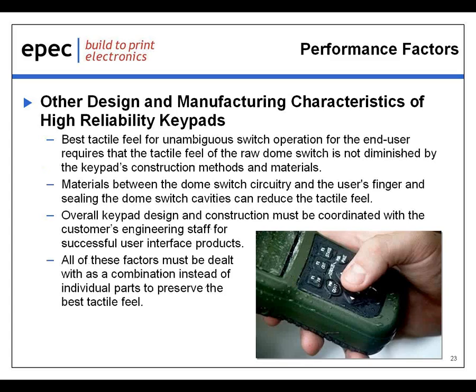The best tactile feel for unambiguous switch operation for the end user requires that the tactile feel of the switch is not diminished by the keypad's construction methods or materials. Now, what do I mean by unambiguous switch operation? That's a mouthful. When a switch user presses the switch and has a sense that something has happened, the switch operation is unambiguous. On the other hand, if a user presses a switch and is not convinced that something has happened, we call this ambiguous switch operation.